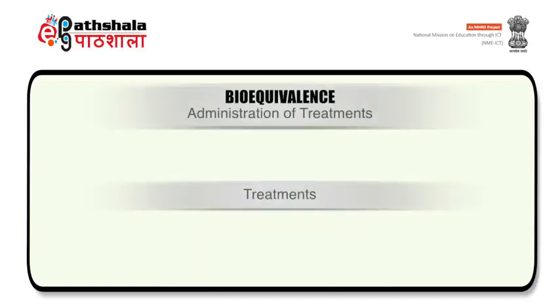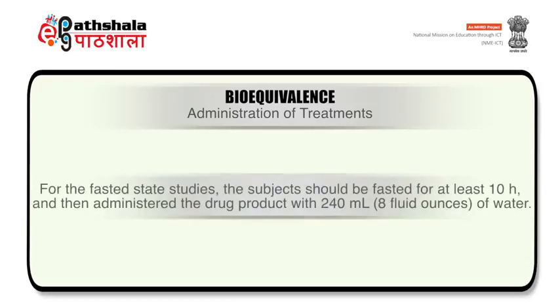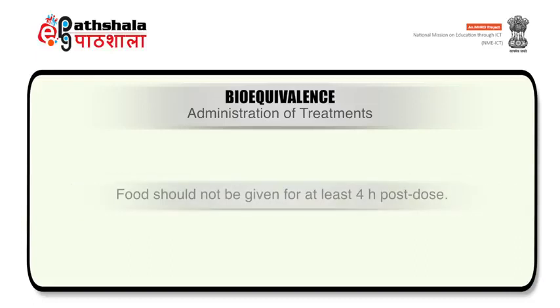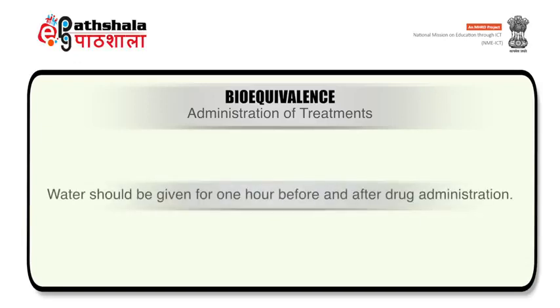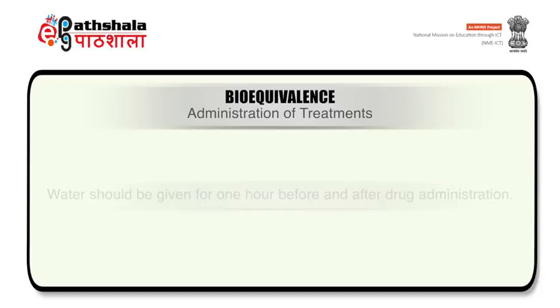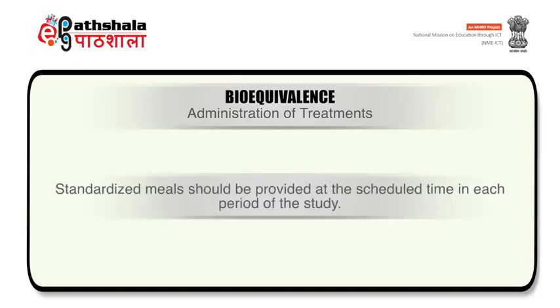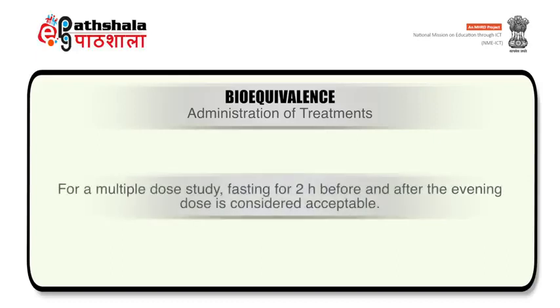The next step is the treatments which are to be administered in the bioavailability bioequivalence study. For the fasted state studies, the subjects should be fasted for at least 10 hours and then administered the drug product with 240 ml of water. Food should not be given for at least 4 hours post dose. Water should be given for 1 hour before and after drug administration. A standardized meal should be provided at the scheduled time in each period of the study. For a multiple dose study, fasting for 2 hours before and after the evening dose is considered acceptable.